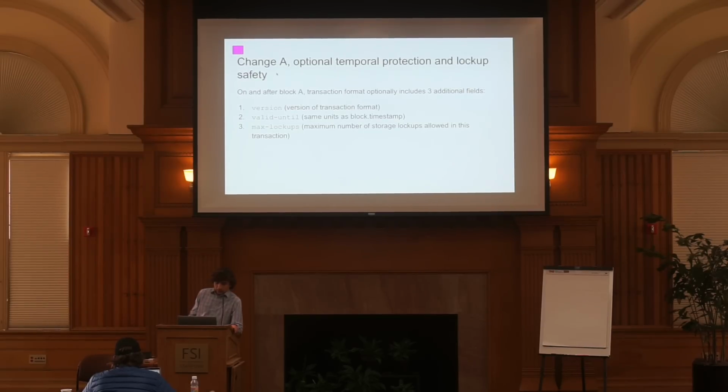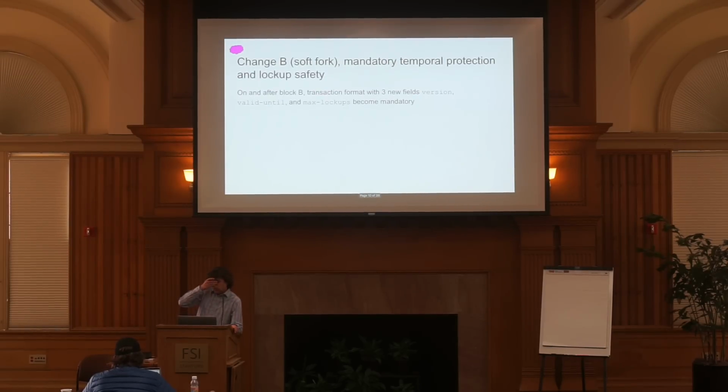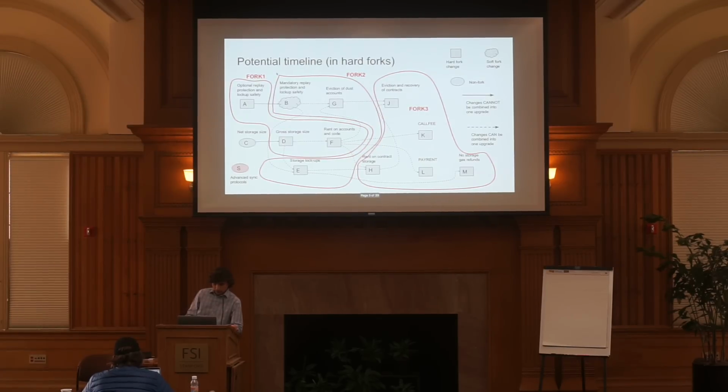And then in change B, together with the protection, we also make the mandatory version valid until and max lockups. Because of the safety feature for lockups, we add it as a prerequisite for the lockups. Let's look again. You see that there's a little line between the B cloud and E. So that's the safety thing.